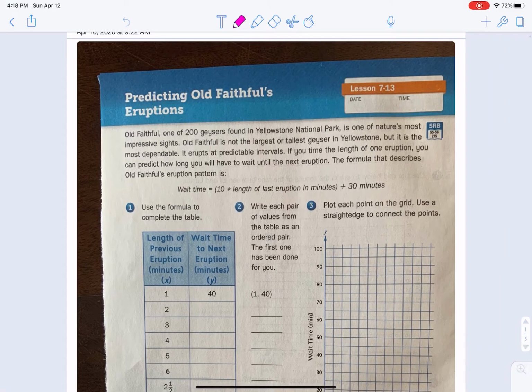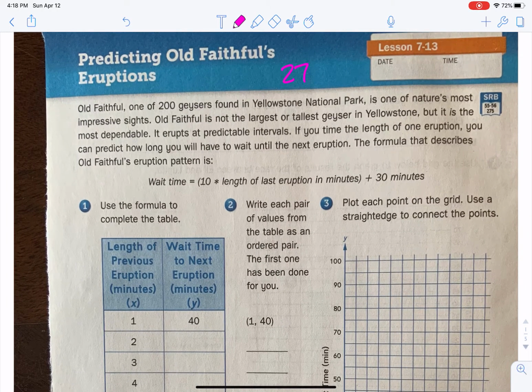Okay, turn to page 272. This is predicting Old Faithful's eruptions. Old Faithful is one of 200 geysers found in Yellowstone National Park. It is one of nature's most impressive sights.